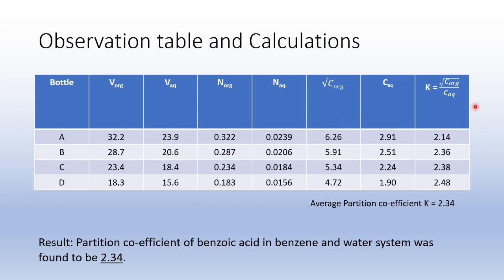And from these values, we will use this equation to calculate the partition coefficient of benzoic acid in the benzene water system, which was found to be 2.14 for bottle A. Similarly, we will calculate the normality and concentration of the aqueous as well as organic layers for bottles B, C, and D, and we will calculate the partition coefficient. We will calculate the average partition coefficient using these four values of bottles A, B, C, and D. The partition coefficient of benzoic acid in the benzene and water system was found to be 2.34.